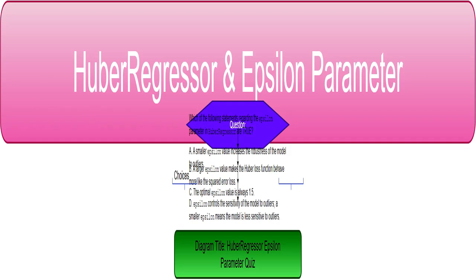I'm focusing on the HuberRegressor in Sklearn, specifically its epsilon parameter. It's all about how this parameter affects the model's behavior when dealing with outliers. It's key to understanding how the Huber loss function works. I'm asking you to identify which statements about the epsilon parameter are true. This is a test of your knowledge about the HuberRegressor.